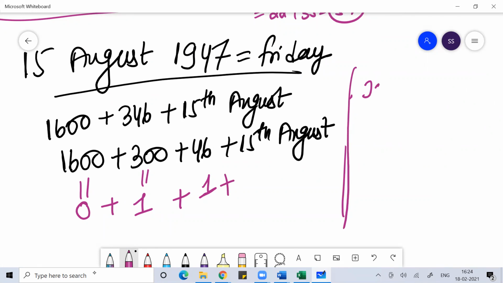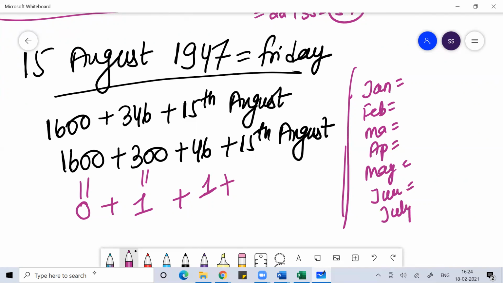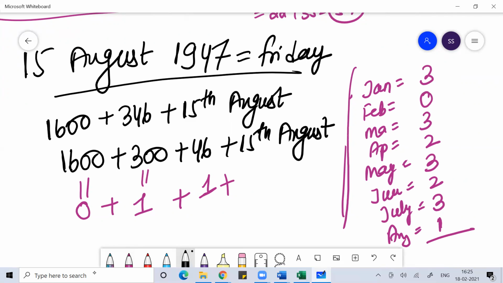15th August came after January, February, March, then April, then May, then June, then July, and then August. January means 31 means 3, Feb means 0, March means 3, April means 2, May means 3, June means 2, July means 3, August not 31st, 15 only, 15 means 1. So this is 3, 6, 8, 11, 13, 14, 17. 17 means 3. So you get 5. 5 means Friday.